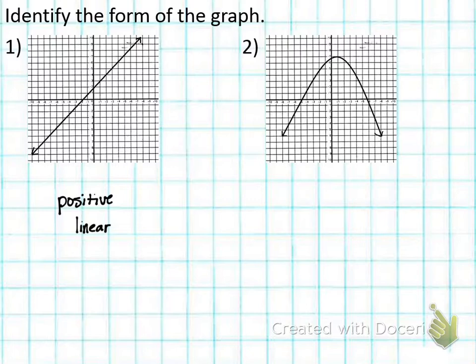Okay? Watch me do number 2. Pencils down still. Just watch. Number 2 looks like it's curvy like a U. It's definitely not a line. Definitely doesn't look like an exponential graph or a cubic graph. It looks like a quadratic, and it opens down, so it's a negative. That's it. Isn't that easy?